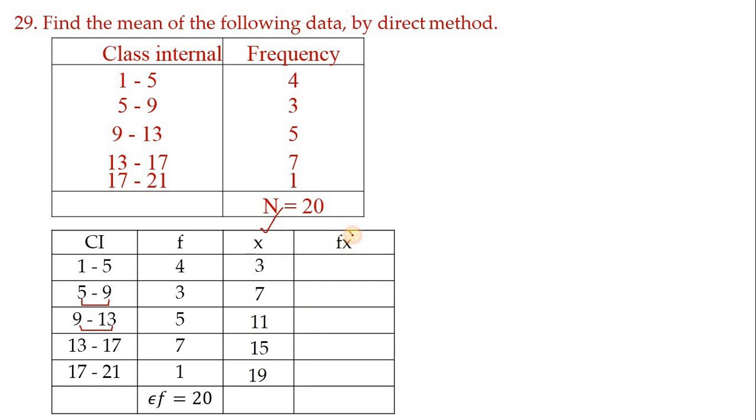And next let us move on to the fourth column, that is for fx. Fx in the sense we have to find the product of f and x. Now here 4 multiplied by 3 will get 12. 3 multiplied by 7 will get 21. 5 multiplied by 11 will get 55. 7 multiplied by 15, 105. 1 multiplied by 19 will get 19.